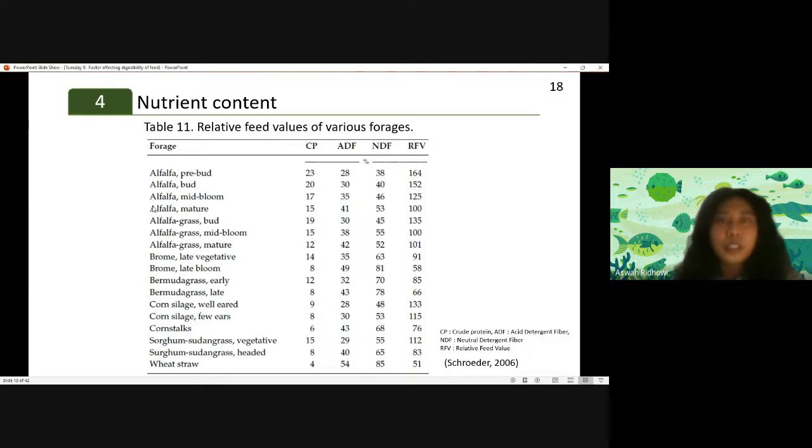The fourth one is the nutrient content. As we know, the nutrient content is also one of the main factors contributing to digestibility. For the forage, as an example, by providing different types of forage sources and different harvesting times in the maturity stage, it will affect the nutrient content.